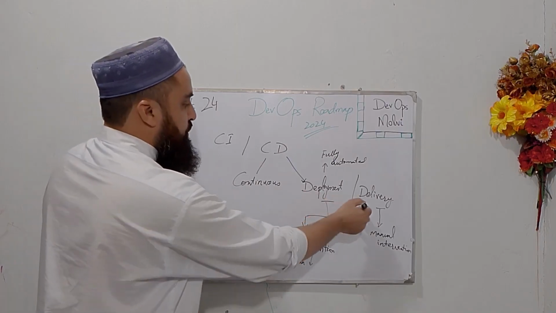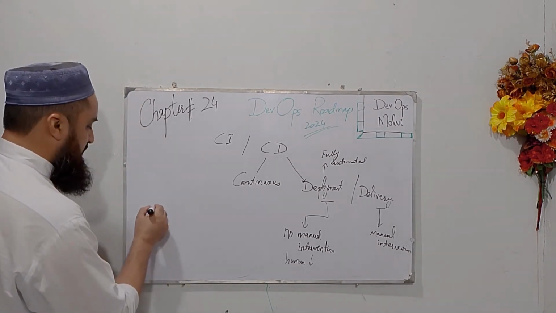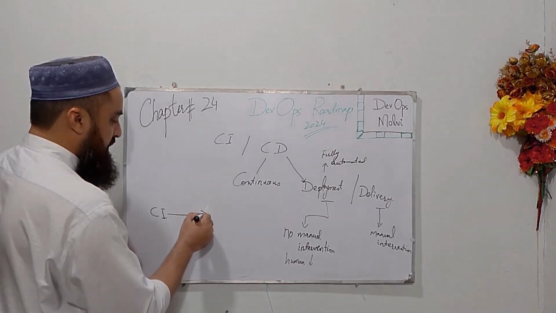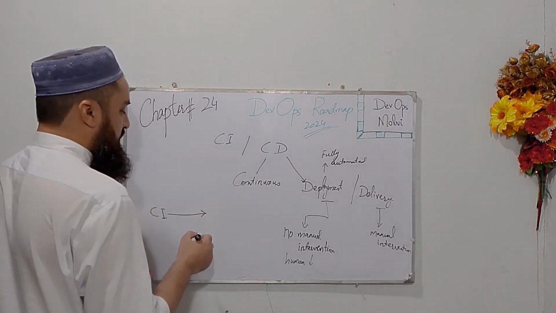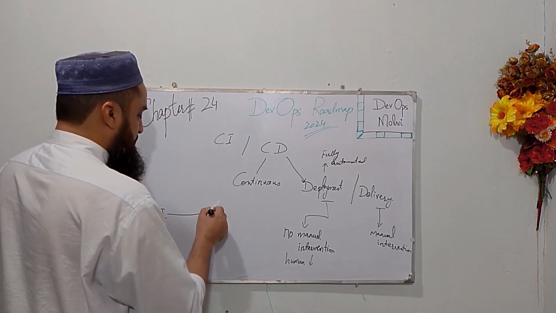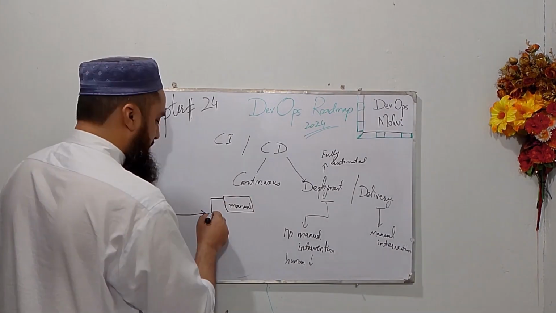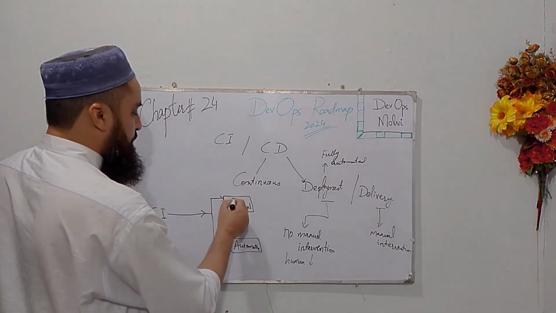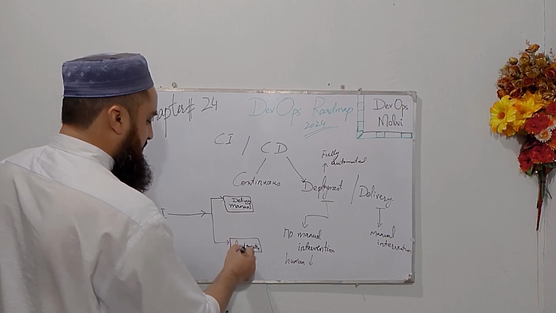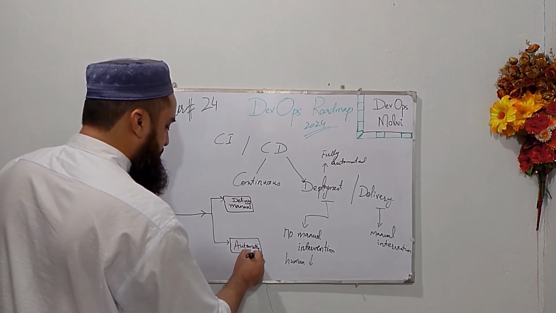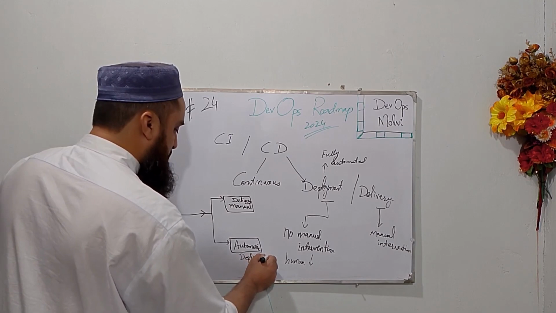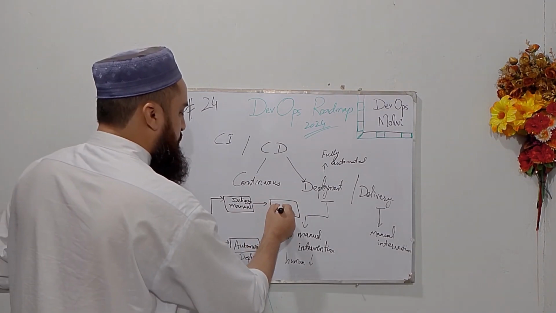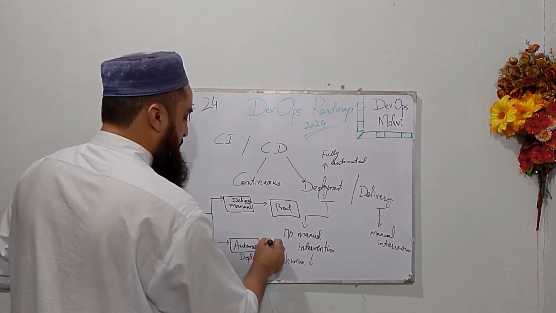So if I want to differentiate between both terms, we can do it like this. This is our continuous integration, and once the code is built and tested, there are actually two terms. One is delivery, this is manual, and this is deployment, and it is automatic. There is no intervention, and both are used to deploy the code to our prod environment.